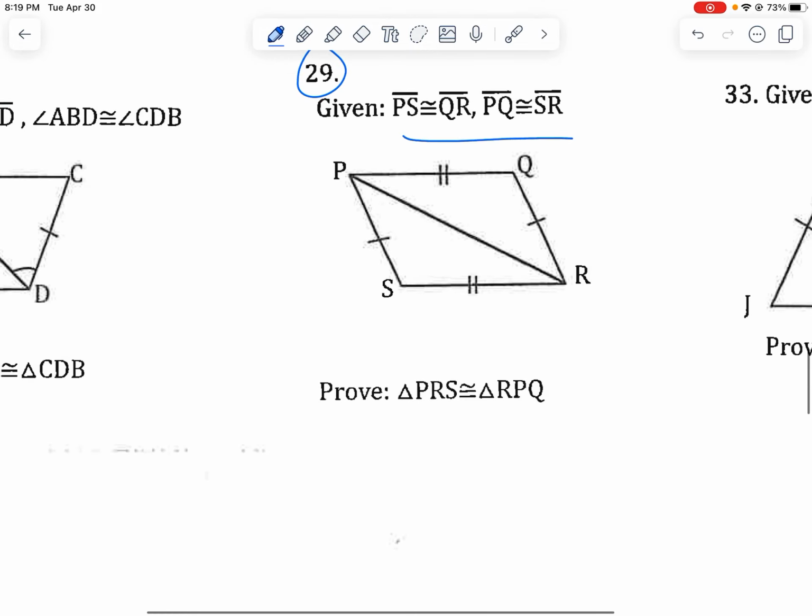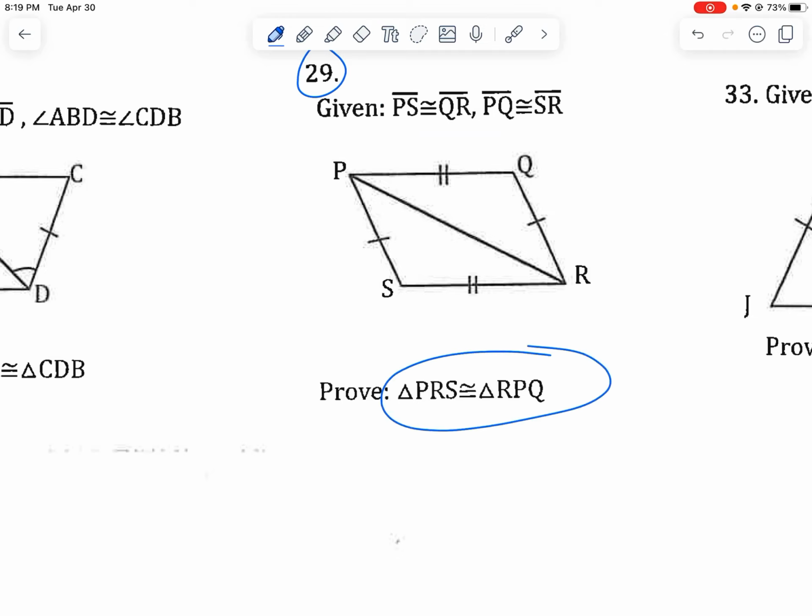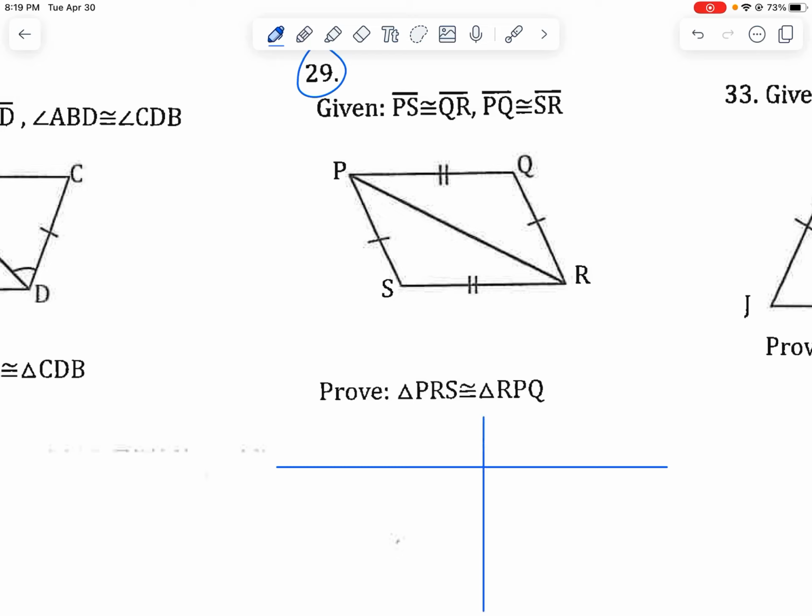Here we have some givens, and we're trying to prove the 2 triangles are congruent. To help us out with that, you need 2 columns. So let's get a couple columns here. On the left side, we've got some statements. And then on the right side, we've got reasons why those things are true. And so I'm going to just go through my givens. I start with my givens here. I've got PS is congruent to QR. And that was given to me at the start of this problem. And I have my other given here. PQ is congruent to SR. That was also a given.